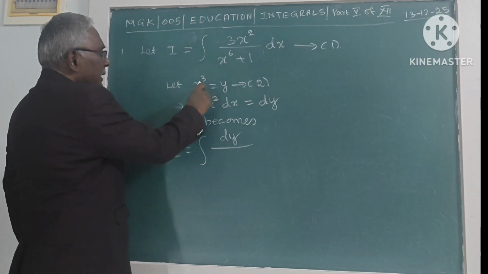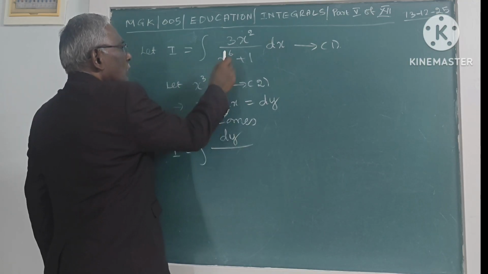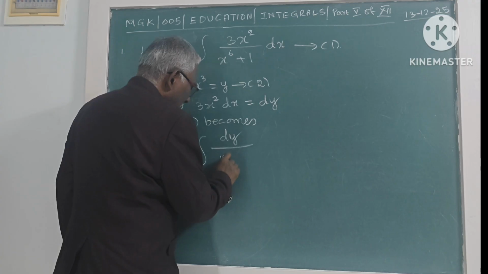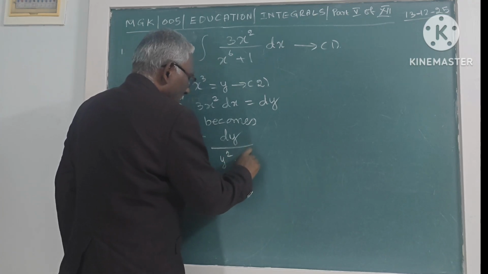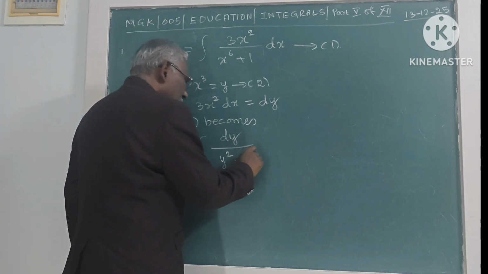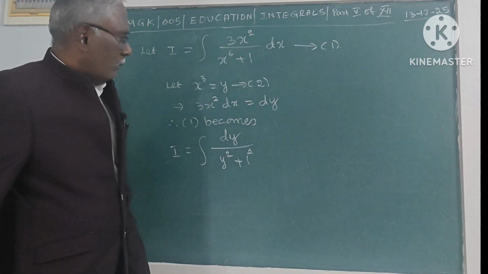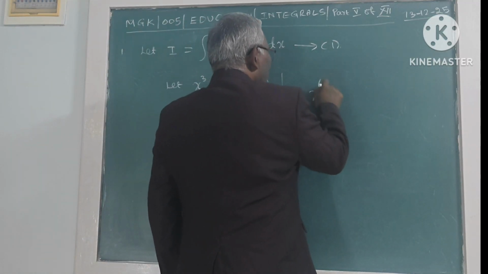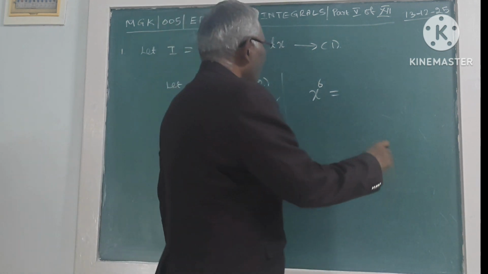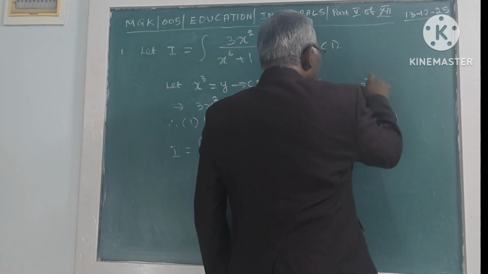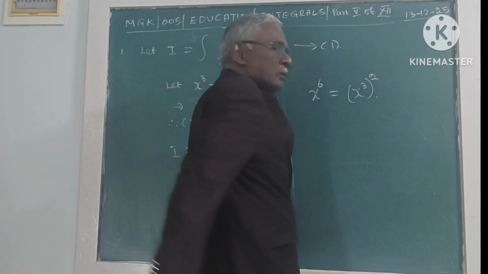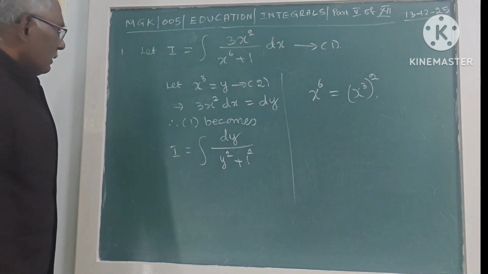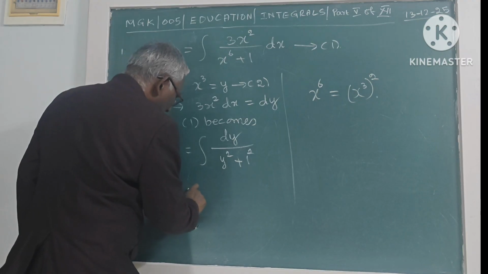and x cube is y, so how can we write x power 6? Y square plus 1. 1 we can write as 1 square. So x power 6 can be written as x cube whole square. If we take x cube as y, x power 6 becomes y square. So this is in the formula form.